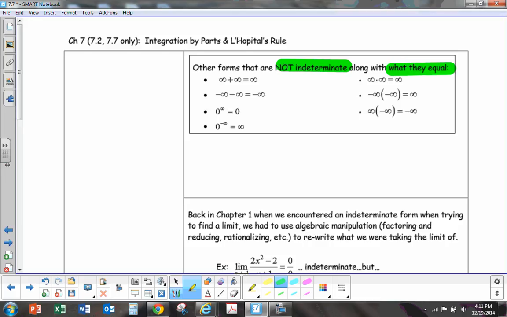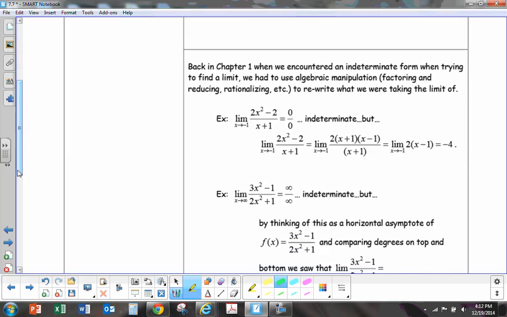All right, back in chapter 1, when we encountered an indeterminate form, all we knew about, really, at that point, was algebraic manipulation. So we would factor and try to cancel. We would rationalize. We would rewrite what we were taking the limit of. Maybe we got common denominators, it just kind of depended.